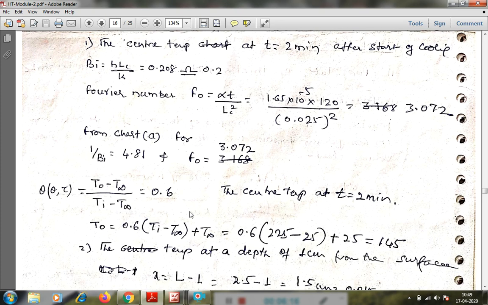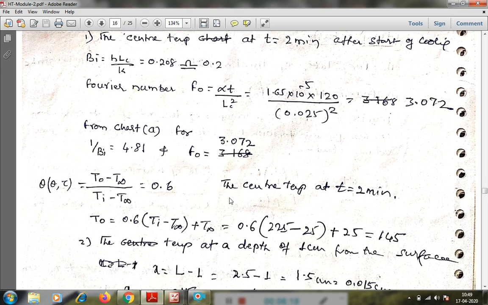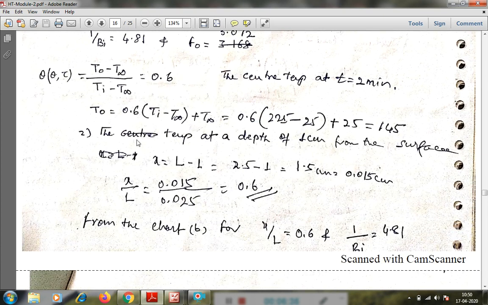Okay, and by simplification, T we have to take 2 minutes. For that, after simplification for T0 we got this equation, and if you substitute the initial temperature, which we know, and the ambient temperature, which we know, we get the center temperature as 145 degrees Celsius after 2 minutes. The second one: the temperature at a depth of 1 centimeter from the surface.